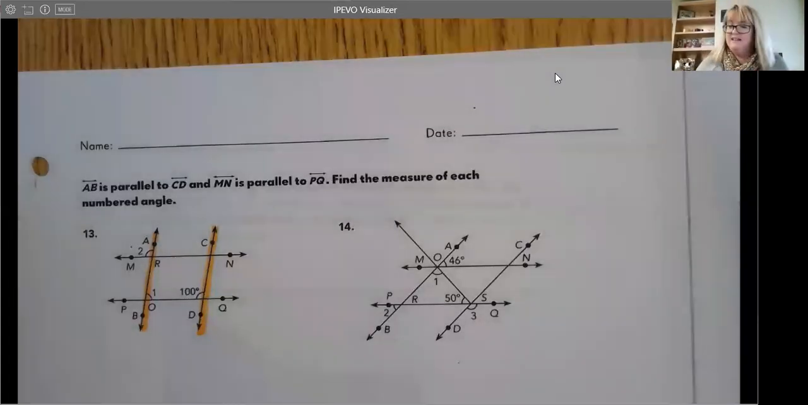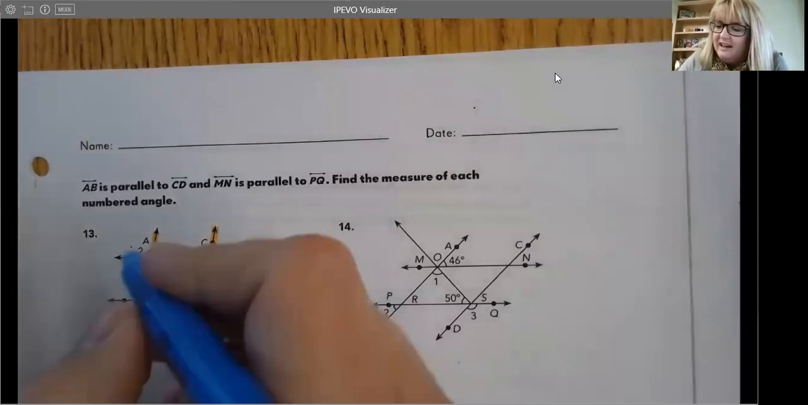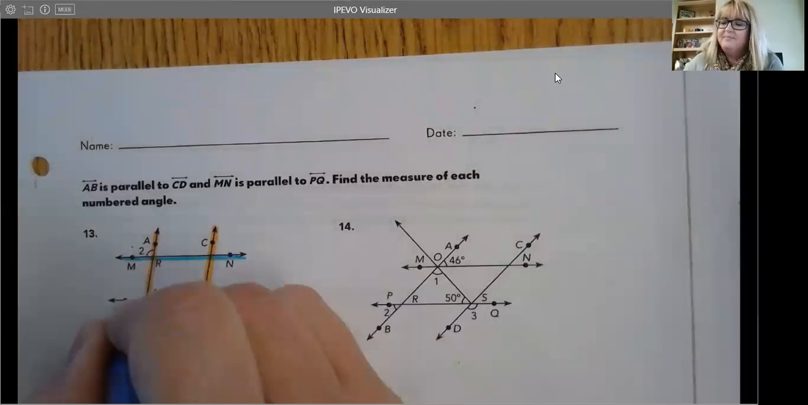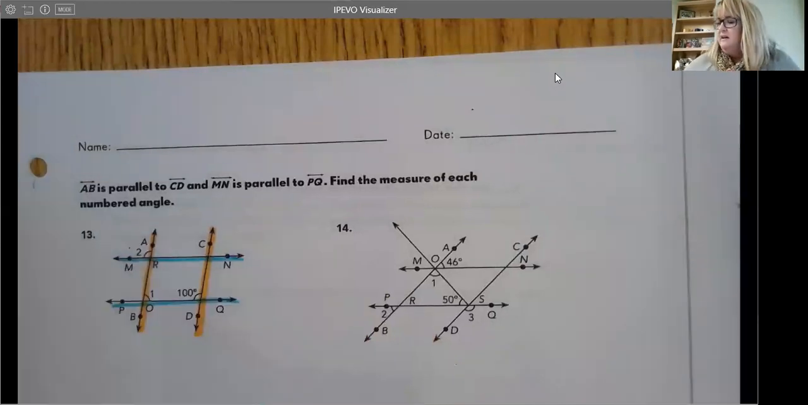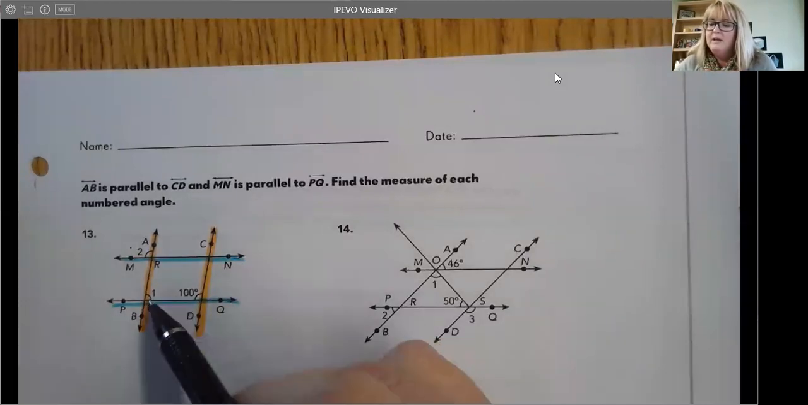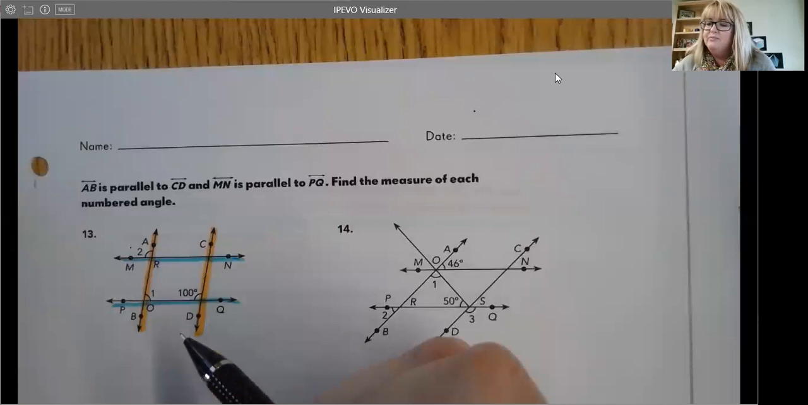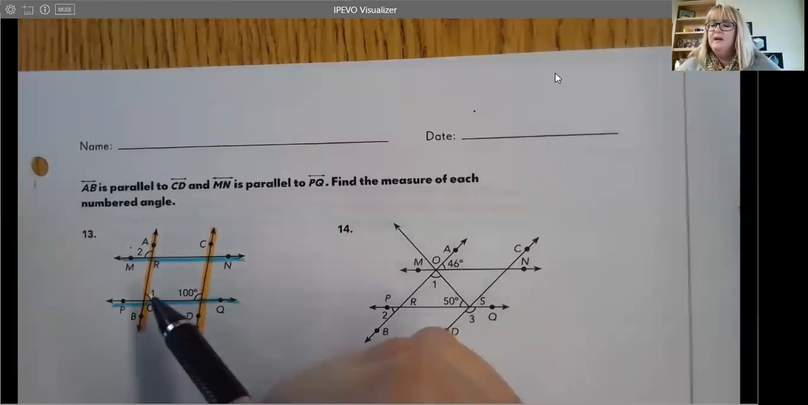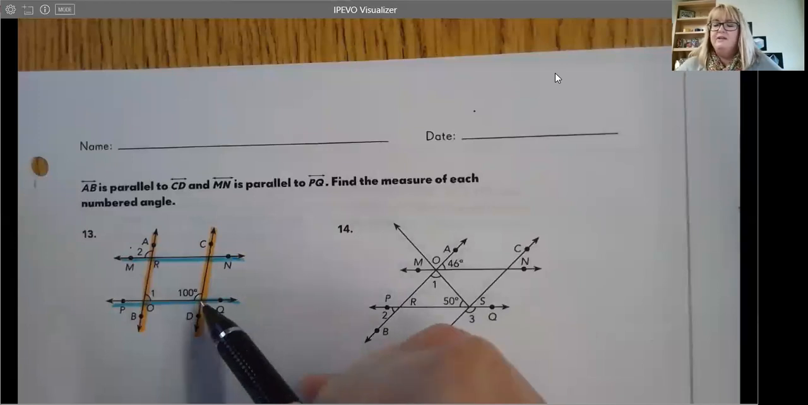Okay, I'm back. So let's highlight, we've got 2 sets. Find the measure of each numbered angle. Again, we've got 1 and 2. All right, let's take a look at this. The first thing I've noticed is we've got to use 100 degrees somehow in this.